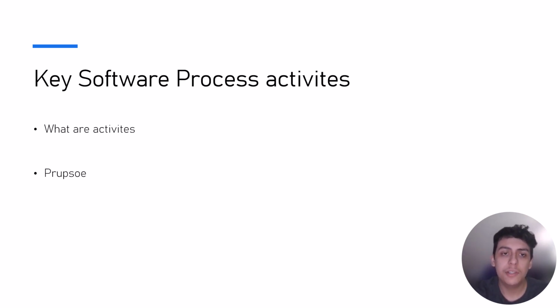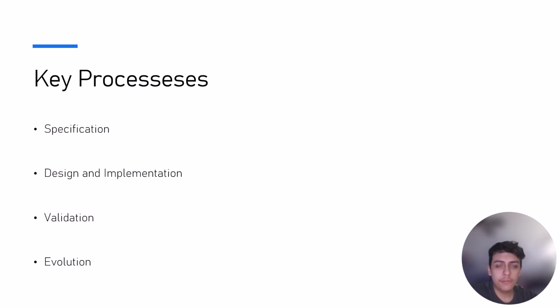The purpose of these activities is that they help to structure the workflow of the software development. By breaking the process into clear stages, teams can stay organized, manage time better, and ensure that the final product meets the user's needs. Okay, so our next slide will be about key processes, and we'll be discussing each of these points: specification, design and implementation, validation and evolution, and how they are specific parts of this process.